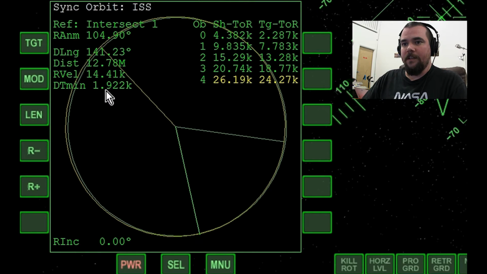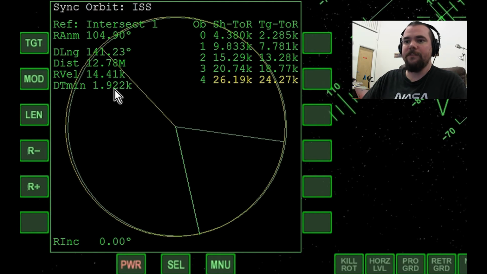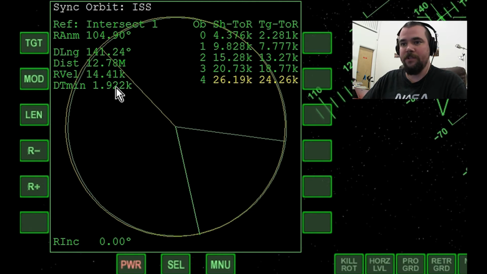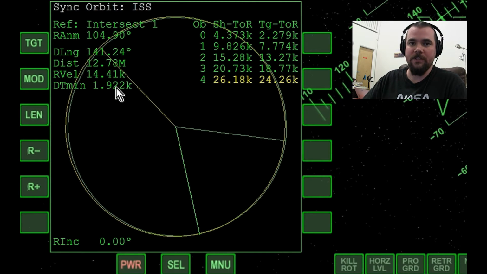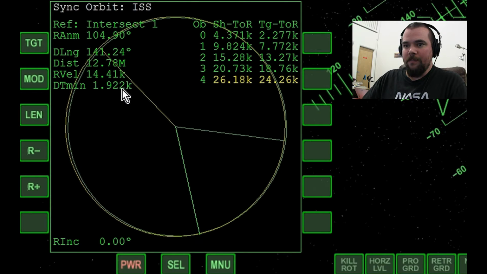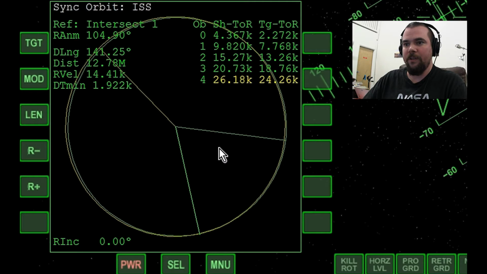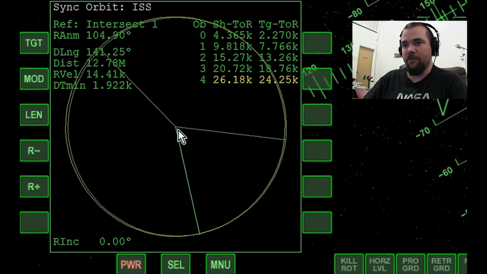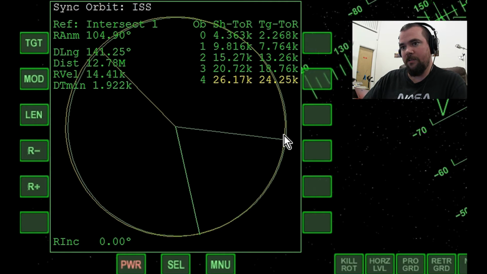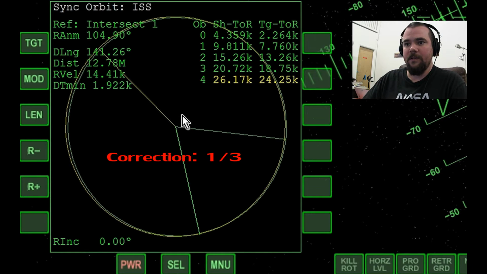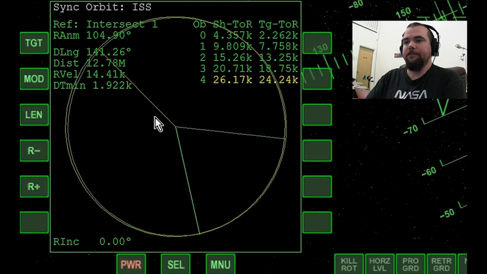And this DT min is telling us the number of seconds between when I pass a position and when the ISS passes that same position. So this is actually really bad, because this is almost 2,000 seconds. In terms of orbit, that's essentially 2/3 of an orbit. This is me, this is the ship, and here's the International Space Station.